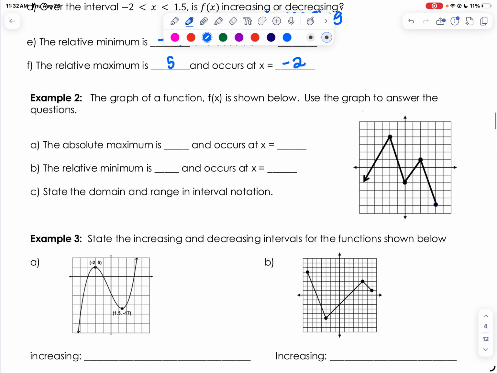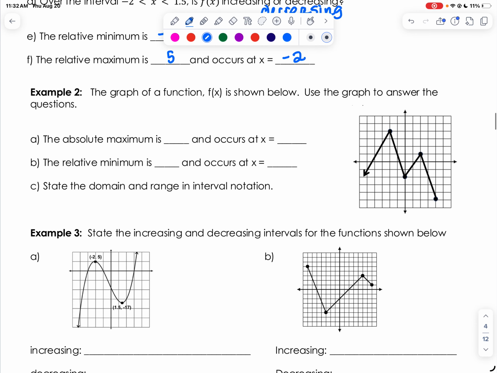All right, example 2. The graph of a function f of x is shown below. Use the graph to answer the questions. The absolute maximum of this graph occurs right here. So 1, 2, that's (-2, 4), 1, 2, 3, 4. So the absolute maximum of the graph is 4, and it occurs at x equals -2.